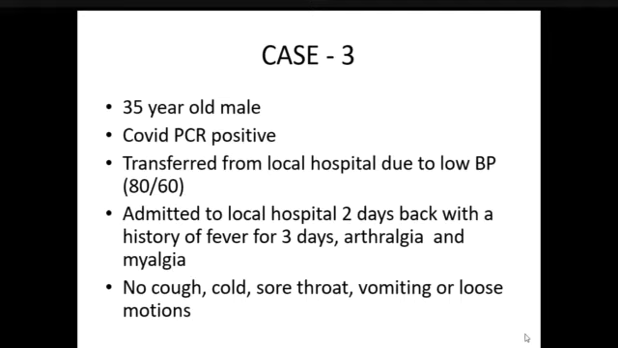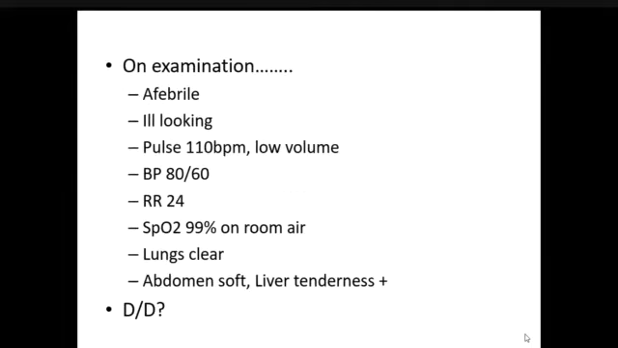So that's why the patient was transferred to our hospital, right? He does not have much respiratory symptoms. So on examination, he was afebrile and ill looking. He was tachycardic with low volume pulse, blood pressure 80/60, respiratory rate 24, SpO2 99 on room air, lungs clear, abdomen soft, and there's liver tenderness. So what is your differential diagnosis for this patient?